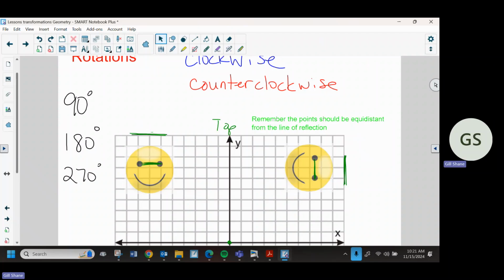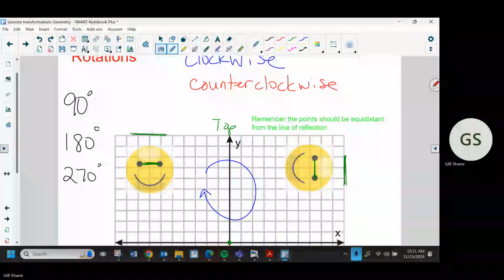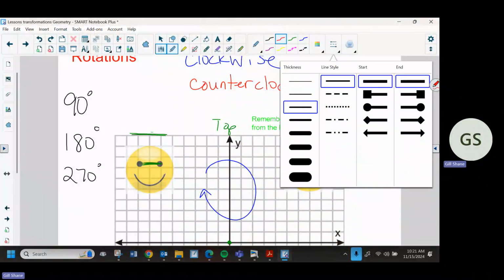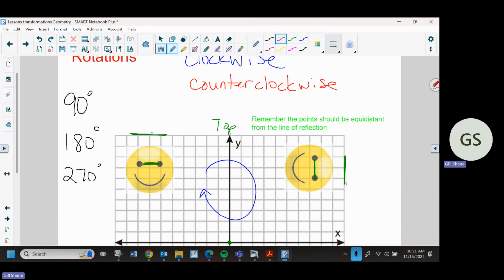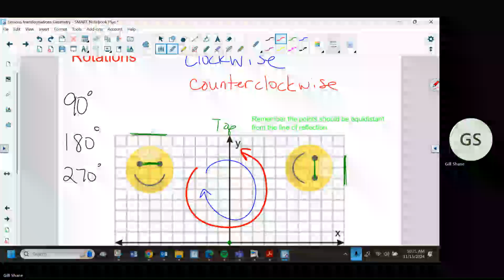So clockwise then is this. Goes around, and again, it's clockwise. That's just what it means. I don't know another way to explain clockwise. It goes the same direction the second hand goes on a clock. So what do you think counterclockwise is? Yeah, it's the opposite of that, right? So counterclockwise would be around the other way. So that's counterclockwise.